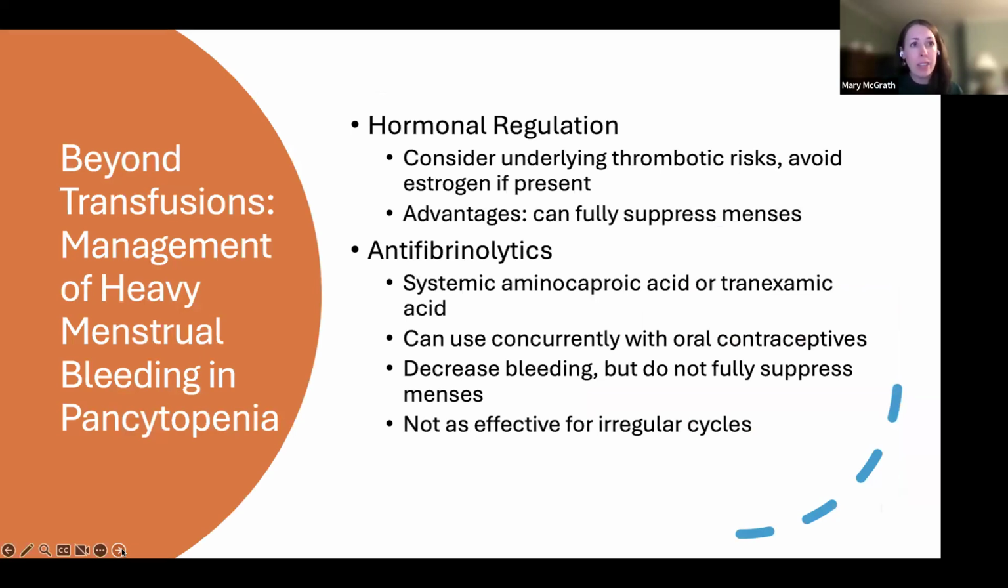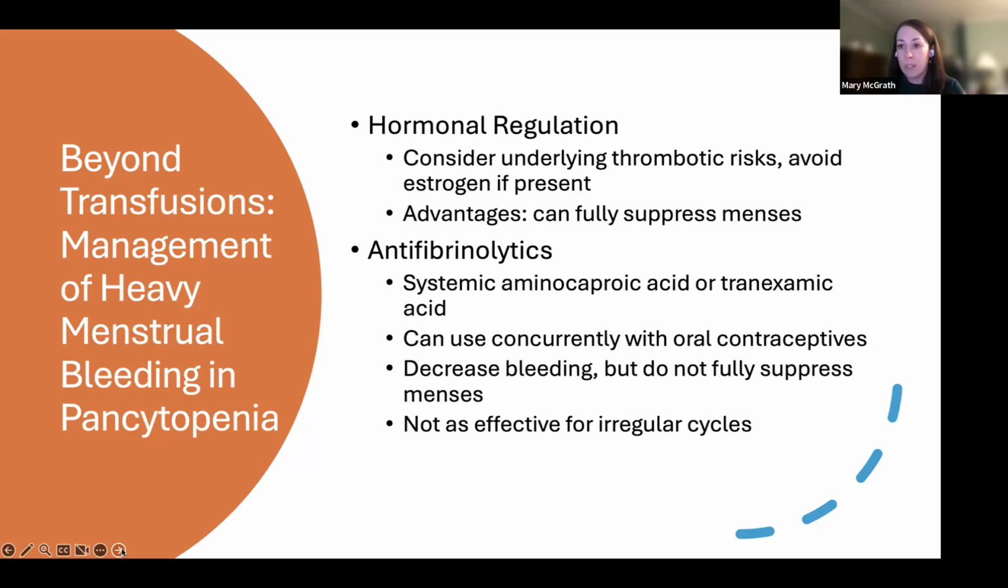For patients who are having heavy menstrual bleeding, which is also pretty common for patients with pancytopenia, hormonal regulation, so oral contraceptives, can be very effective at decreasing flow. For individuals with concurrent anemia, one advantage of hormonal regulation is that we can fully suppress menses, which is often desirable for patients who are pancytopenic and may be transfusion dependent, requiring both PRBCs and platelet transfusions. In addition to oral contraceptives, IUDs can be really beneficial for this patient population as well.